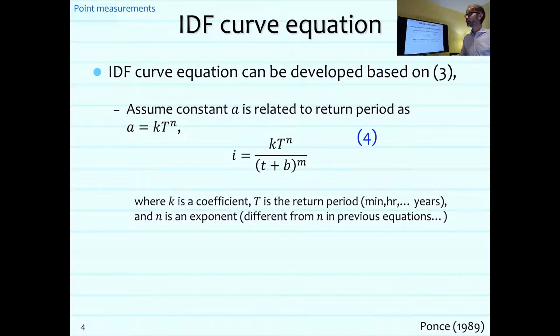The IDF curve equation can be developed based on number 3 from the last video. Let's assume that constant A is related to the return period as A equals kt to the n, where k is some coefficient, t is the return period in minutes, hours, years, and n is some exponent. And to complicate matters, this is different from the n you saw in the previous equations.